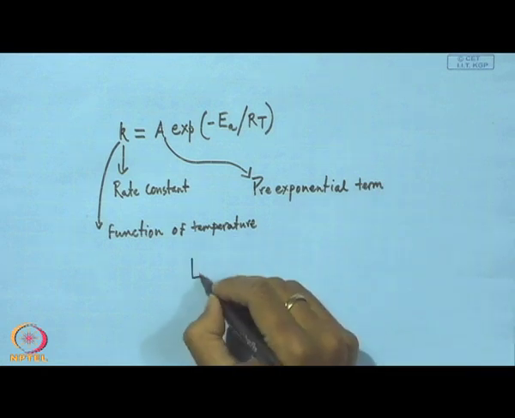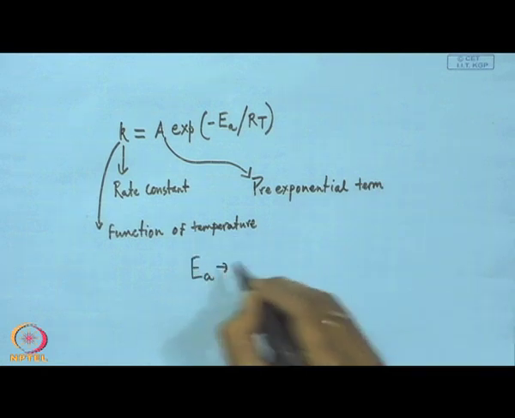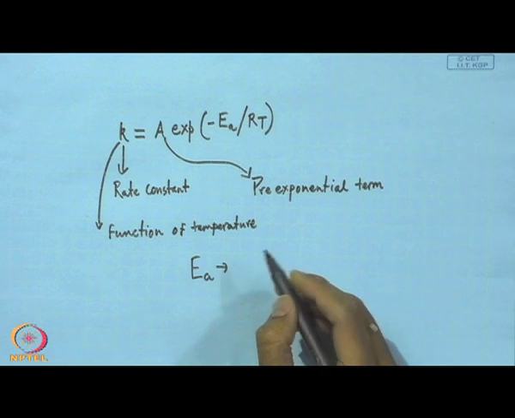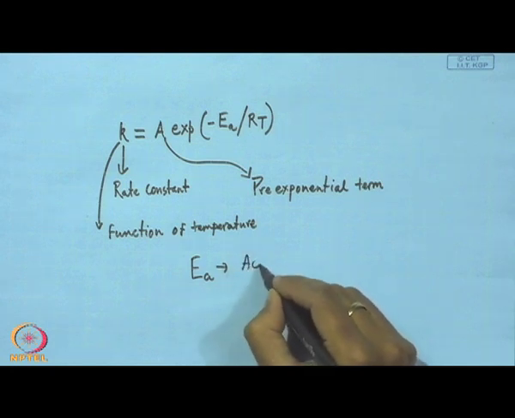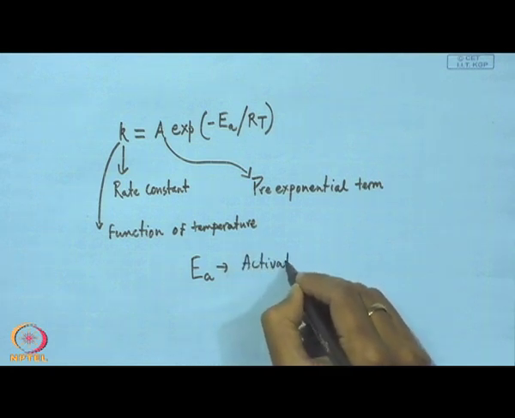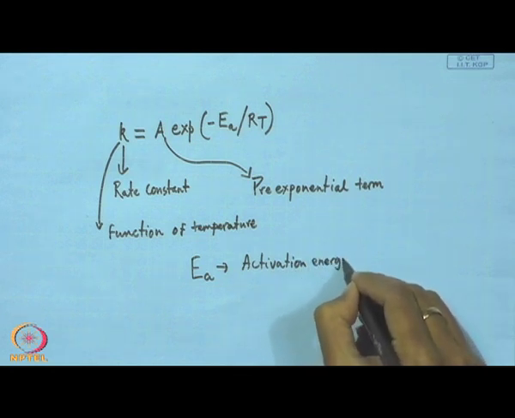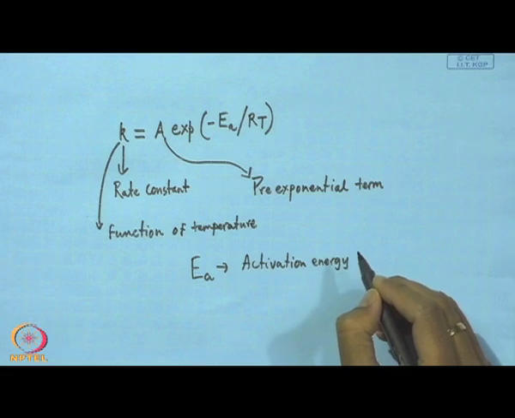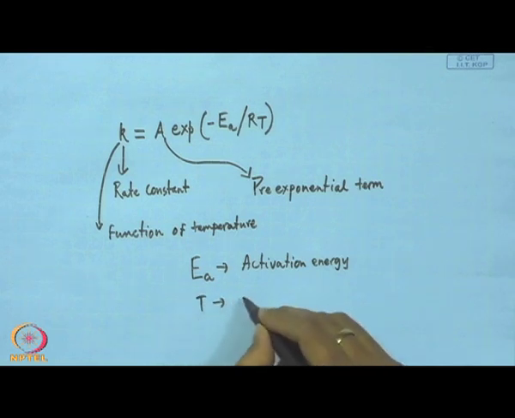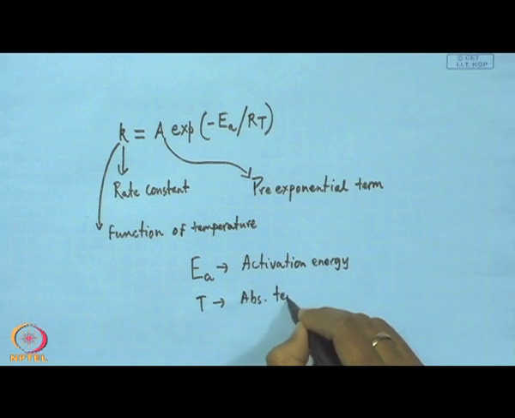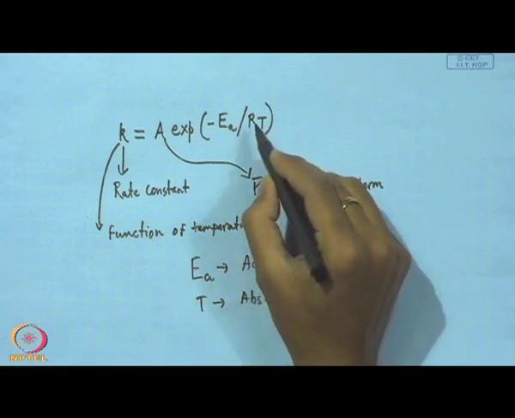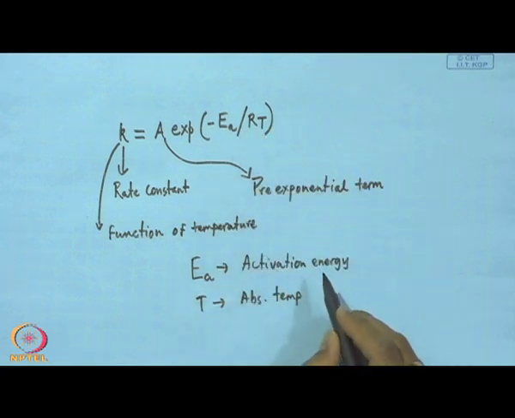Now, this EA is an energy term which is called the activation energy. I will come to what is meant by activation energy later on. T is temperature in absolute scale, and of course, R is the molar gas constant.